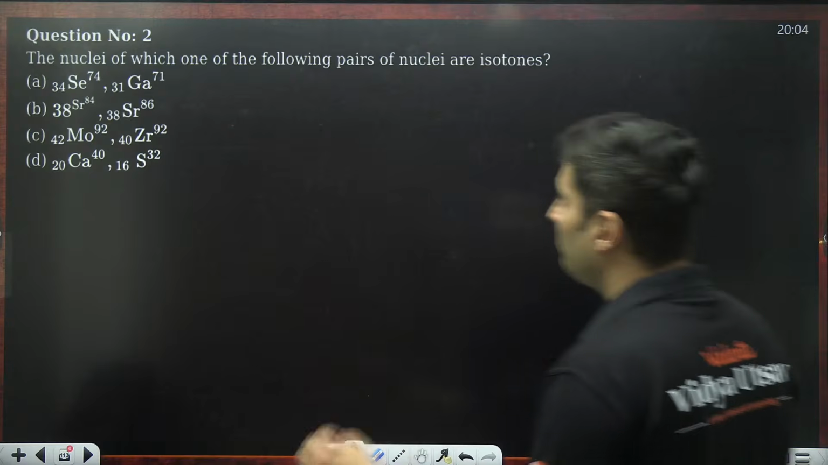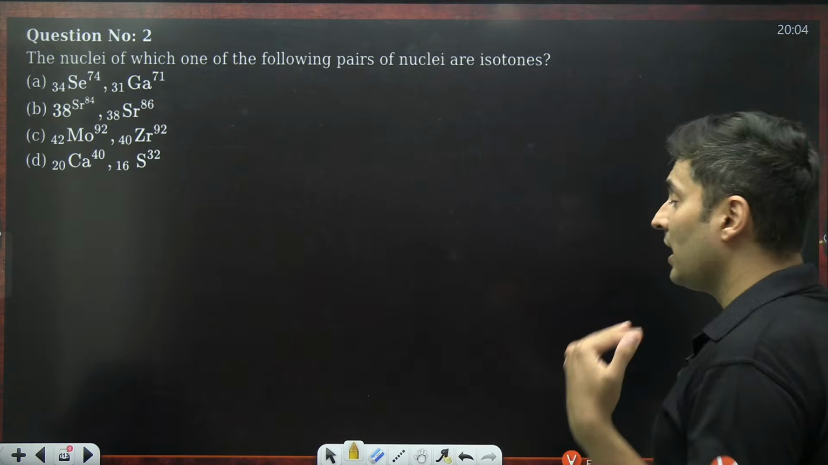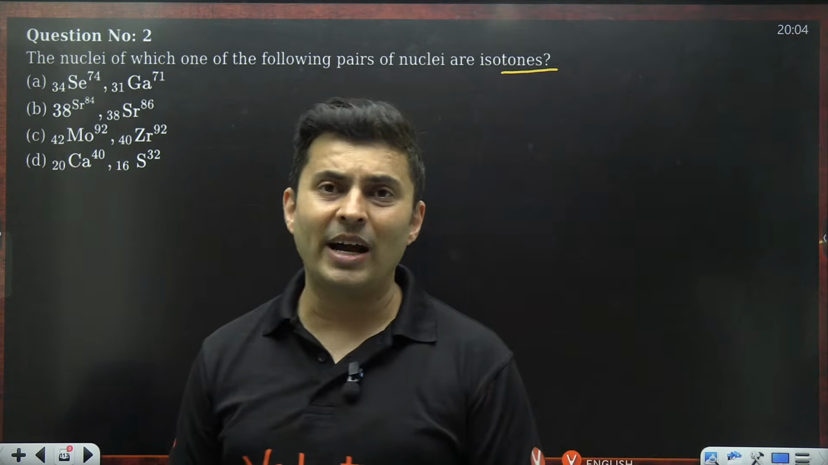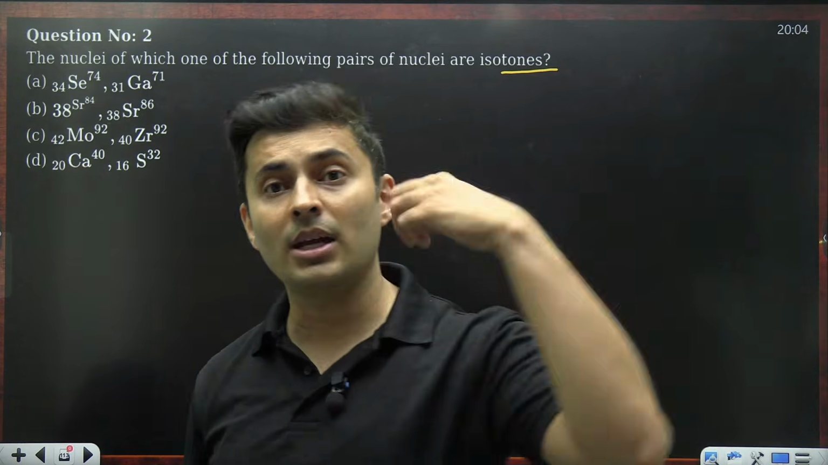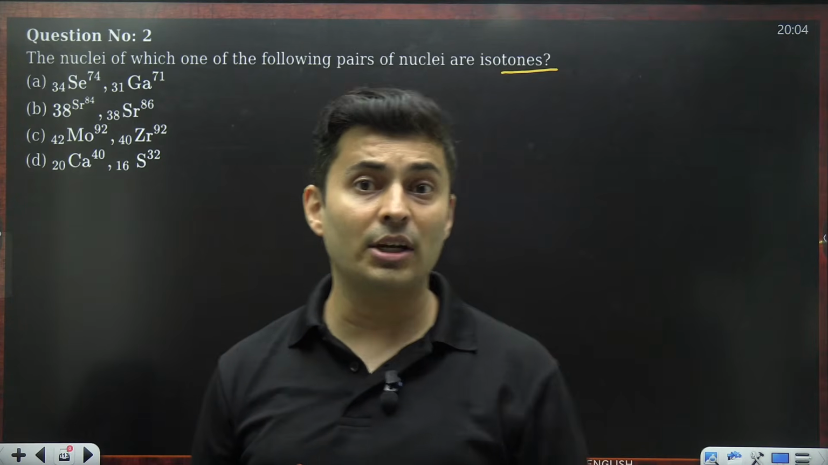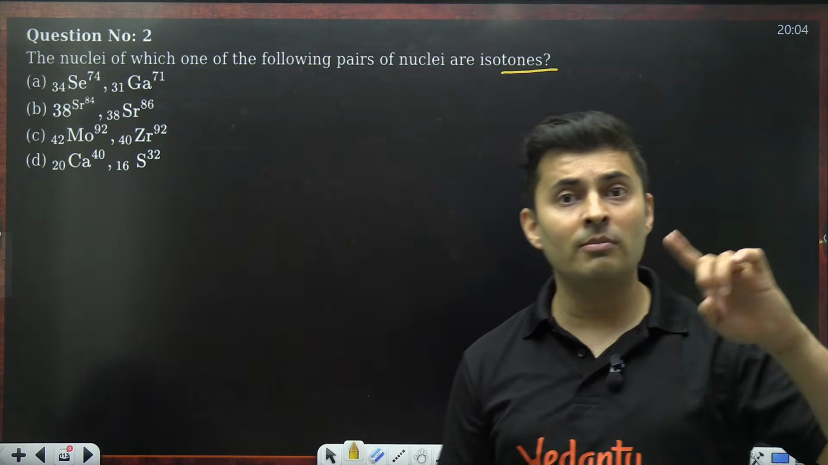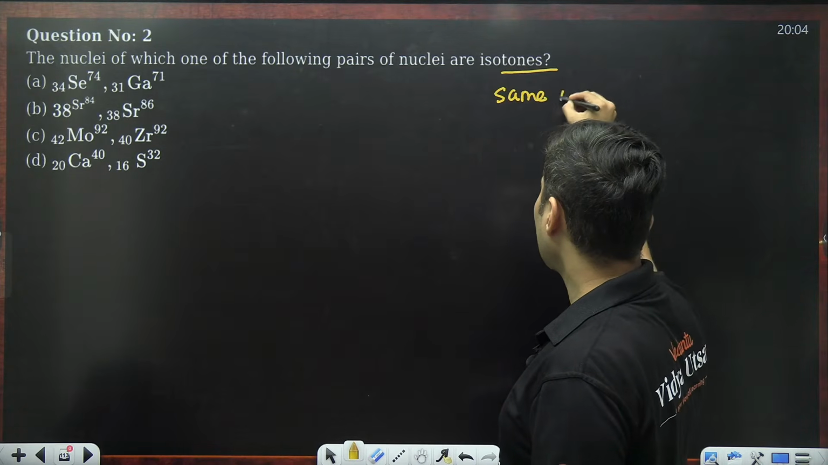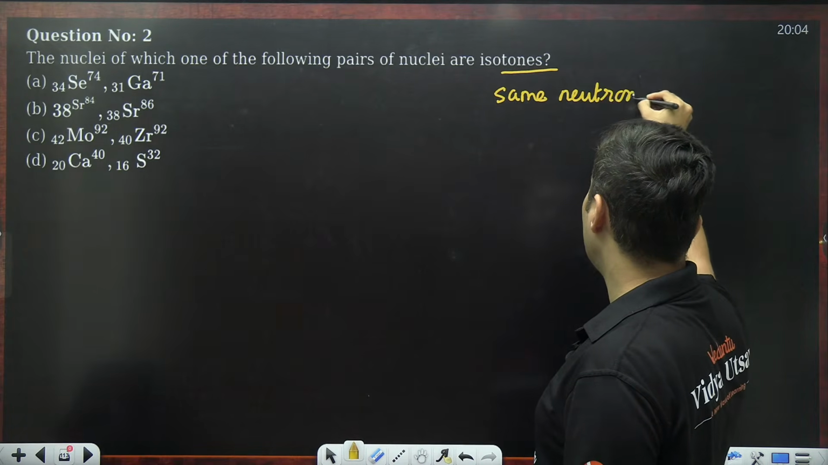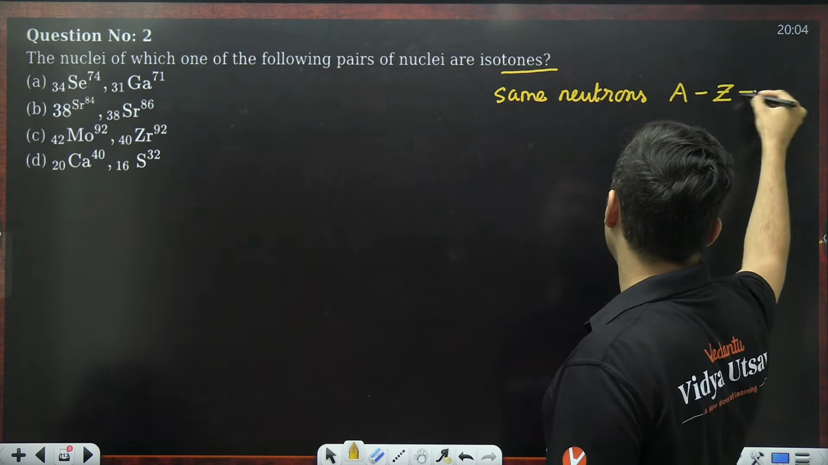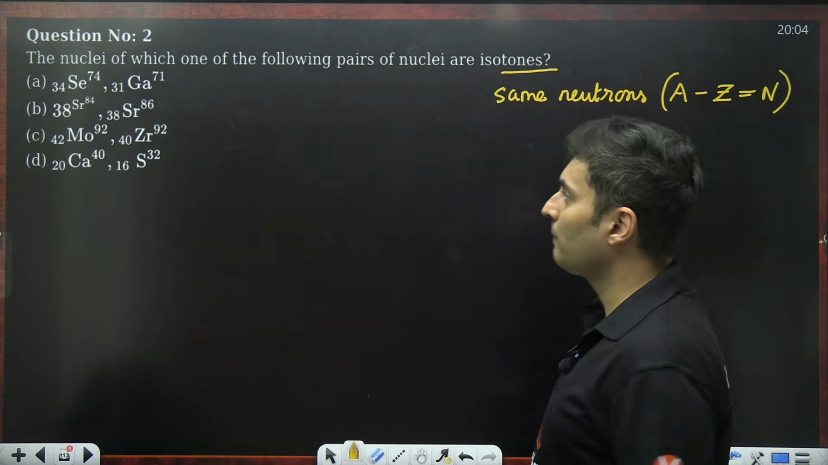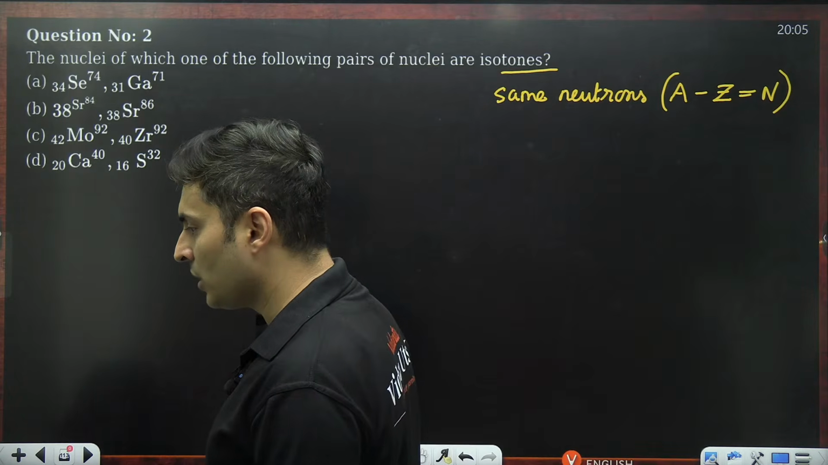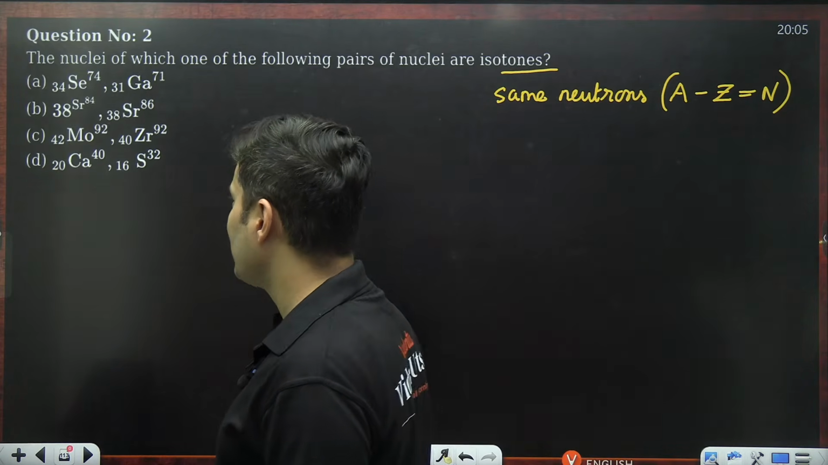The nuclei of which of the following pairs are isotones? Iso, tone. Isobar, isotope, isotone. Isotope means same atomic number. Isobar means same atomic mass number. Isotone means same neutron number. That means A minus Z, which is N, should be the same. Come on, neutrons are same. Where is the neutron same?